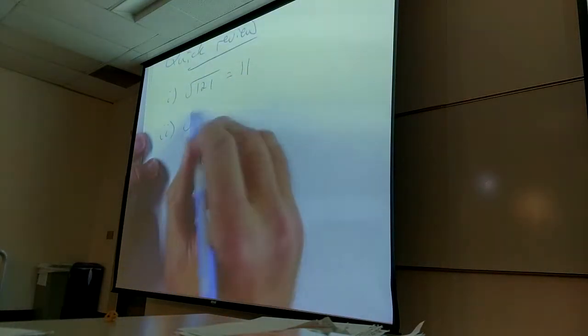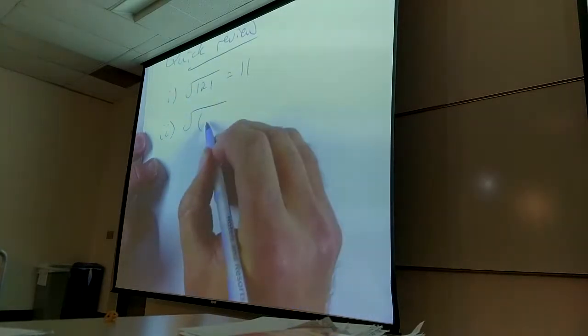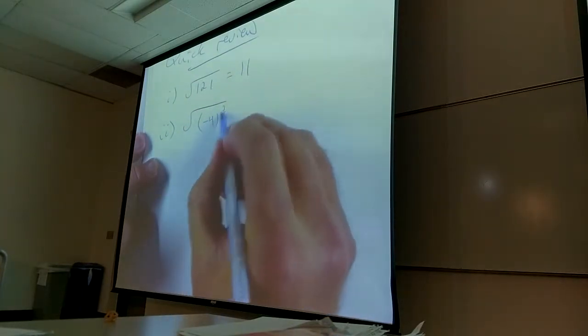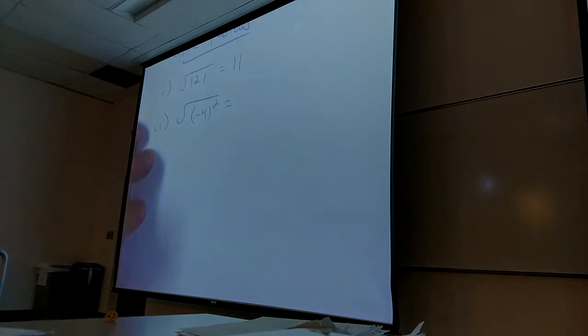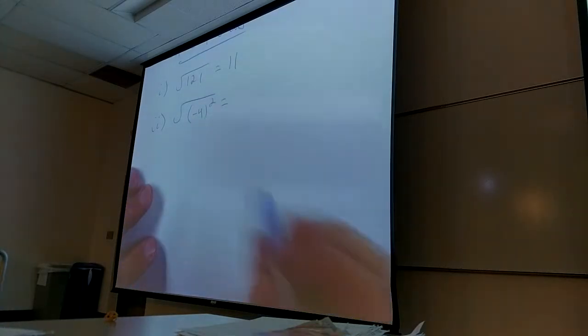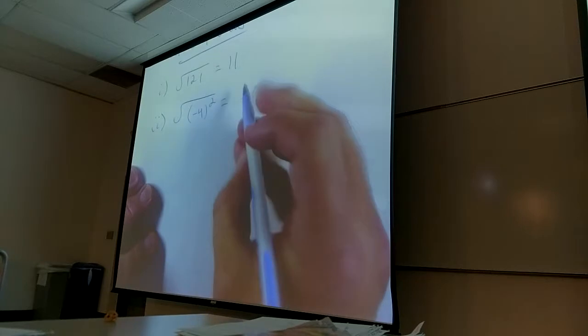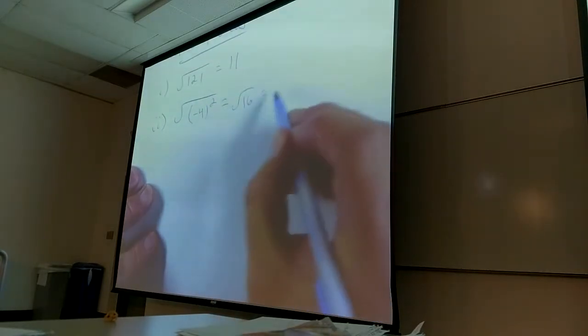Let me try to influence the next step here. What's the square root of -4 squared? Can't be, cannot be. What does order of operations say you do first? Inside. You do the inside first. What's -4 squared? 16. And what's the square root of 16?